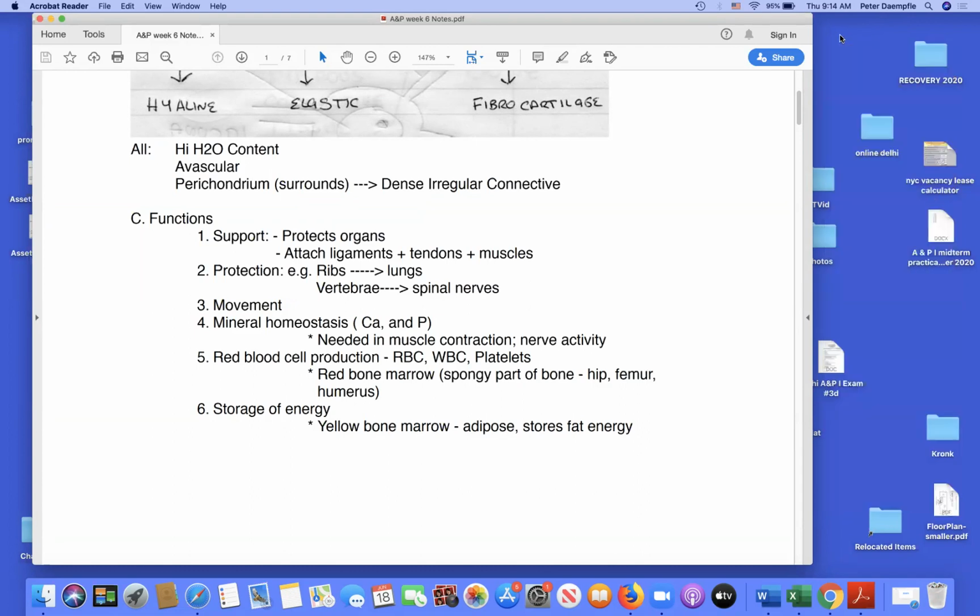So getting back to our functionality, support, protection, and movement are what we most think of when we think of the functions of the bones. But we don't think about the next 3, mineral homeostasis. We all have memorized that vitamin D and calcium give us strong bones and teeth. We learned that in high school. But where is most of it held? 99% of your calcium and much of your phosphorus is held in the bones.